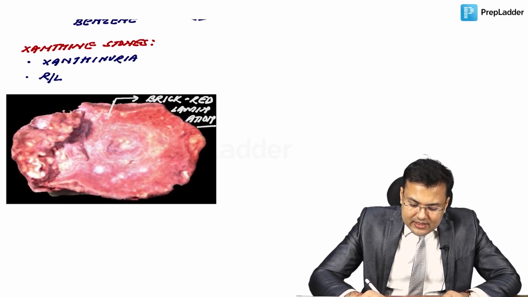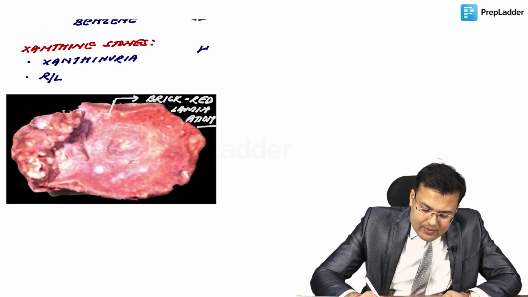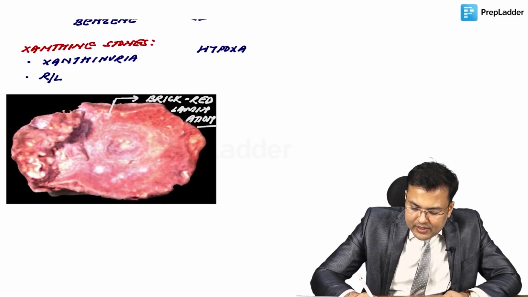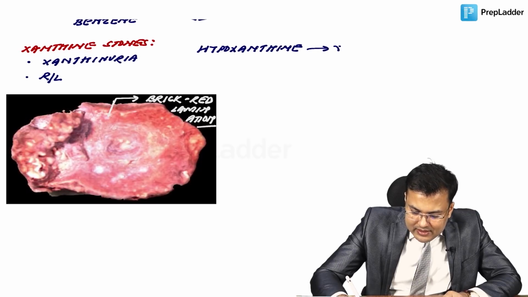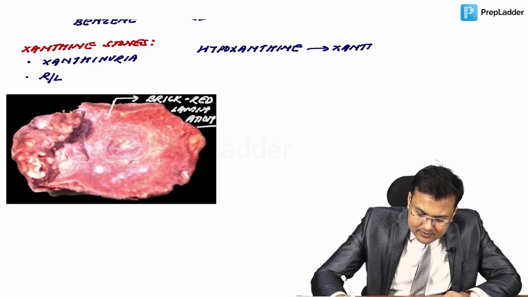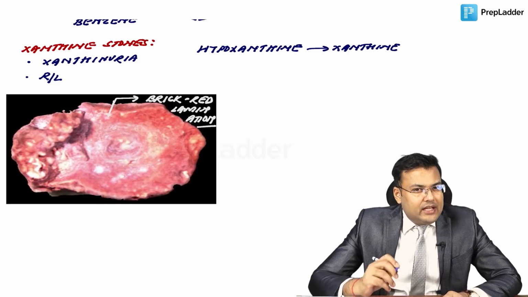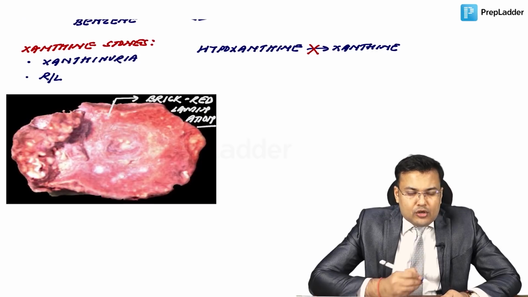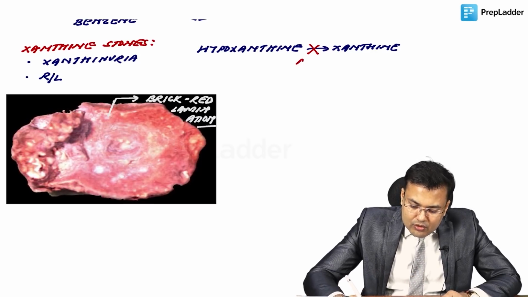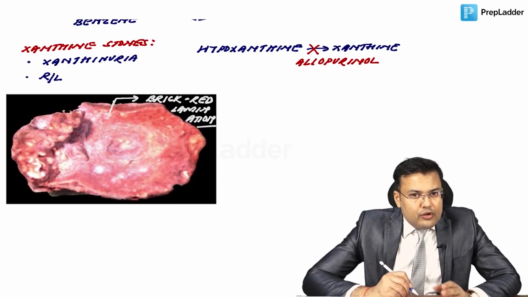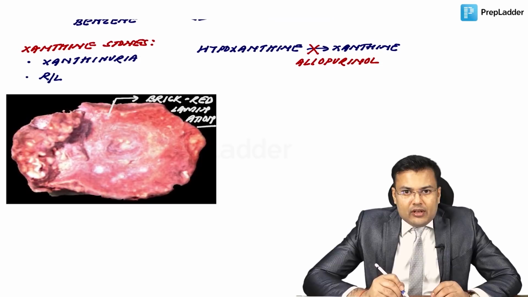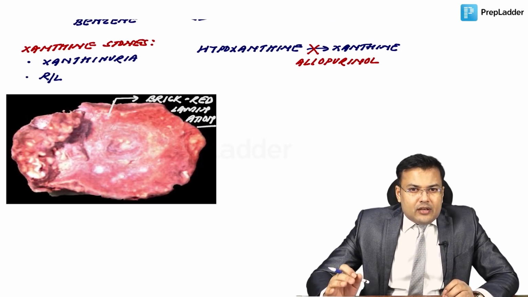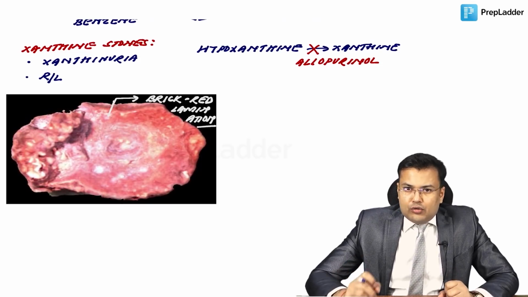Now we discussed this cycle that hypoxanthine is converted into xanthine, and then xanthine is converted into uric acid. Simple. And there was one drug which was blocking both of the steps. So obviously which drug can you use in this stone also? We can use allopurinol.